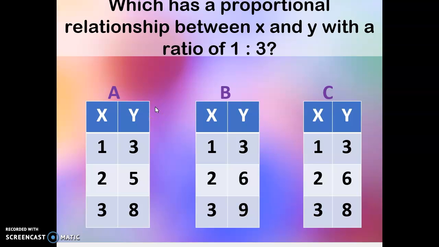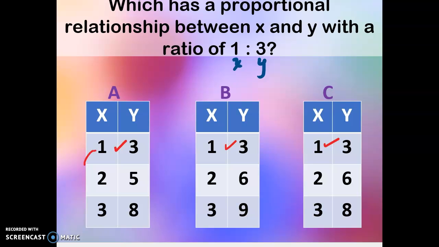Which has a proportional relationship between x and y with a ratio of 1 to 3. So the 1 is our x and the 3 is our y. So we look over here, x to y, and we have 1 to 3. So that matches 1 to 3 and 1 to 3. So all are possibilities with the simplified ratio.